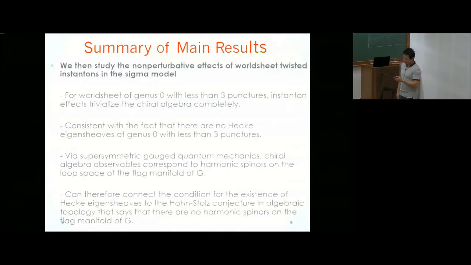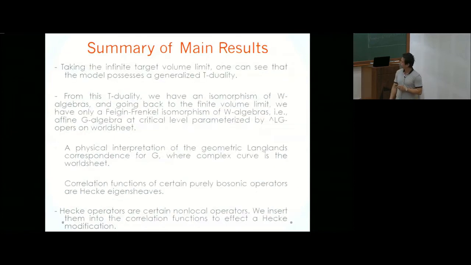Okay, we won't have time to talk about these things, so I'll just skip talking about it. But the point is that we also have a physical understanding of why there can be no Hecke eigensheaves at genus 0 with fewer than 3 punctures. For reasons that I mentioned just now, we need punctures on the curve if we want to have a non-vanishing moduli space. So this you can understand from the point of view of worldsheet instanton corrections. Is that straightforward from your purely two-dimensional point of view? This one? Yes. You can look at the paper.